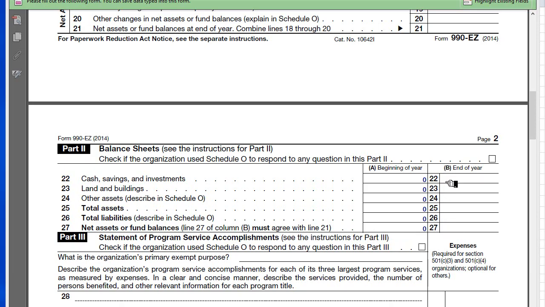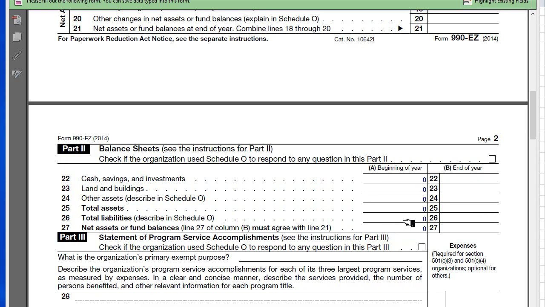So the first thing we're going to do is just set up the parameters for today. I'm going to assume that this balance sheet is the very first tax return that the organization has filed. In other words, it was just formed. This is the year it was formed in. And with an organization that has just been formed, or its first year, its first tax return, your beginning of the year balances are all going to be zero. Okay, they're all going to be zero.